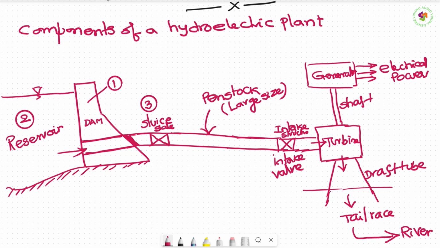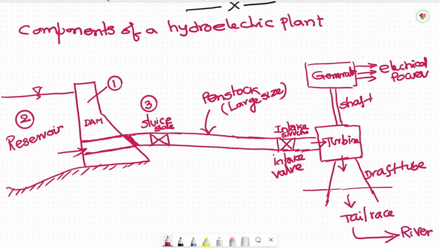Your construction of a dam must ensure a large reservoir is created, and because of that large reservoir, there will be a tremendous amount of hydraulic energy for that water. With that hydraulic energy, the water flows through the penstock, enters the turbine, and rotates the turbine runner. Once the turbine runner is rotated, mechanical energy is produced, which is given to the generator.